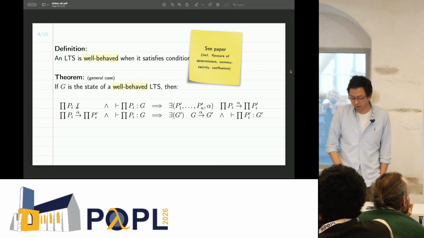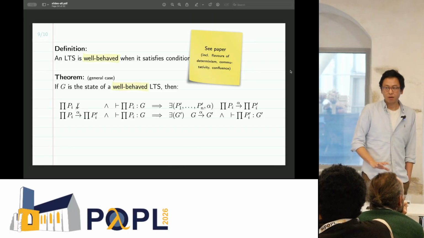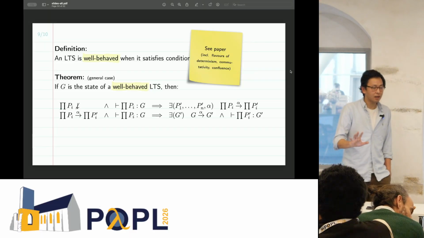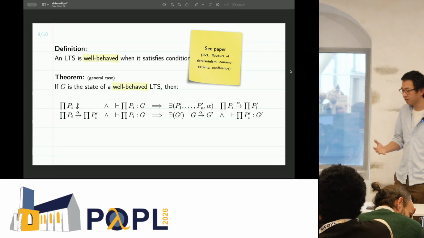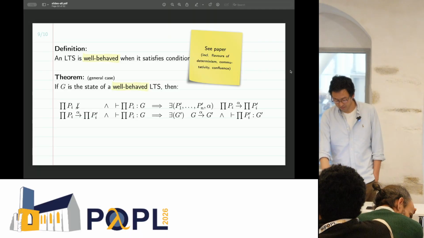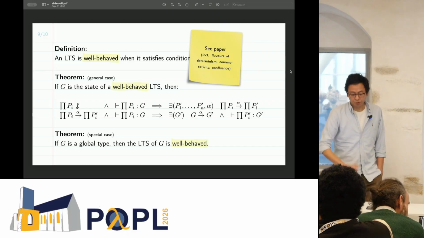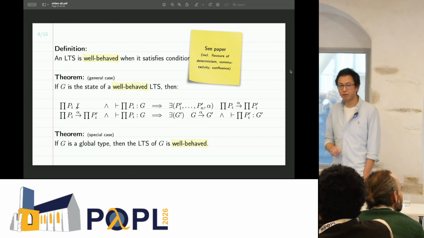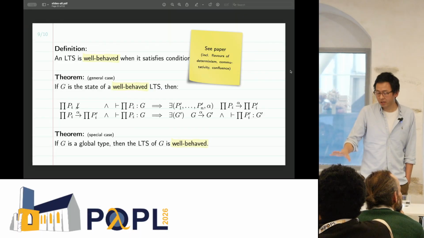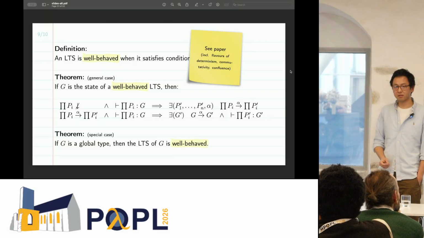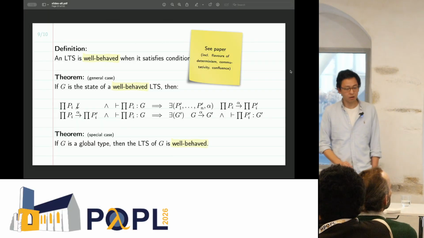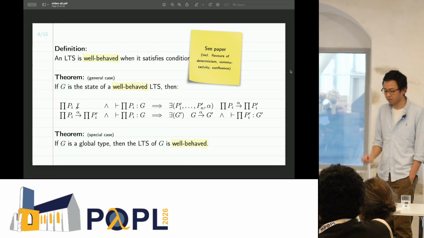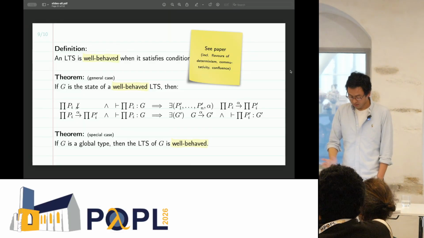And then the main theorem is that we have progress and preservation for states of well-behaved label transition systems. So at this point, we no longer care about where G exactly comes from or what it is. It can be just a state in a transition system. This is the general case. And then for the special case, we separately prove that if such a G happens to be a global type, then the transition system that you can generate for G using the existing operational semantics in the session types literature, those LTSs are well-behaved. So this progress and preservation result does carry over from the general case to the special case. And that's essentially it.